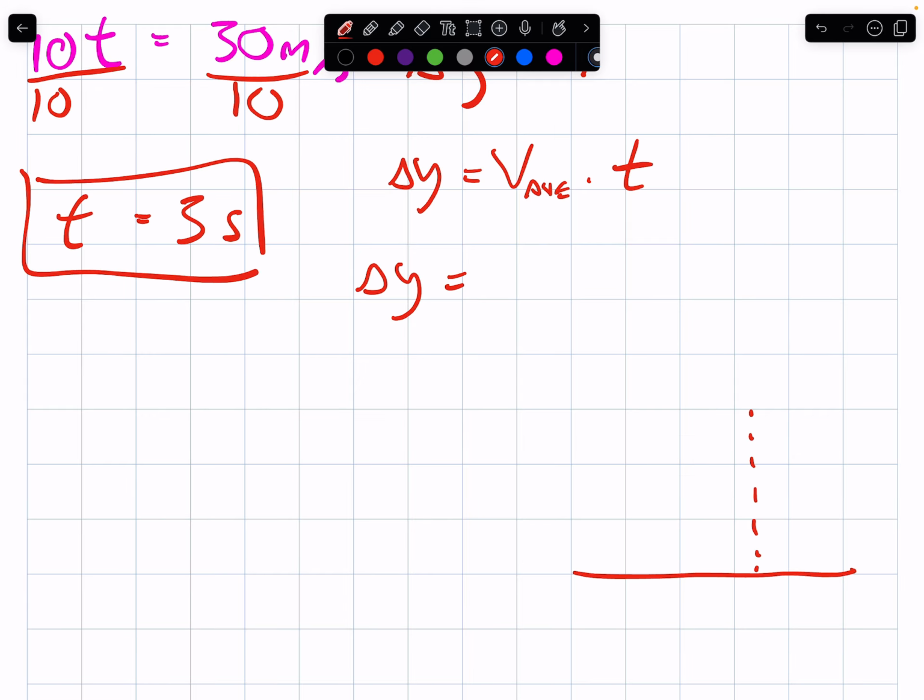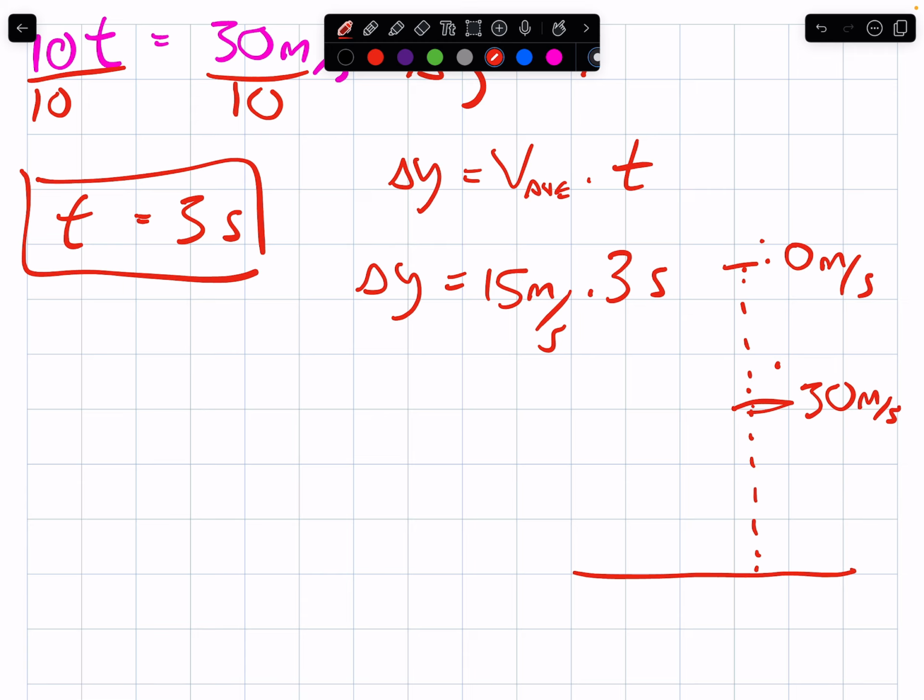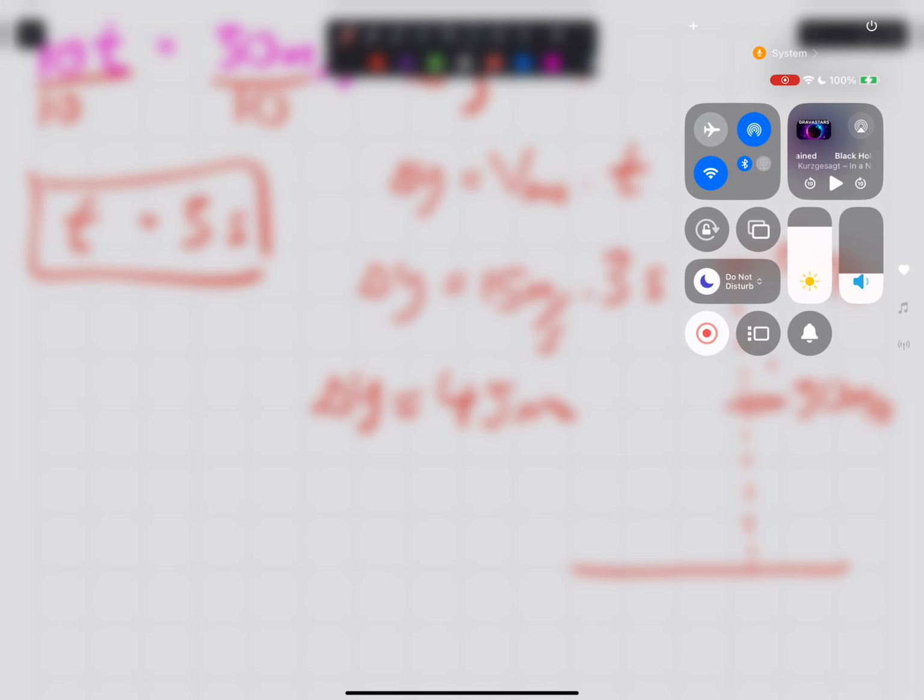So it goes up, the engine burns out, and then it stops. Here, it's moving 30 meters per second, and up here, it's moving 0 meters per second. So what's the average of 0 and 30? It's 15. So the average is 15 meters per second, and it's for 3 seconds. So now delta y, the additional distance it moves after the engine burns out, is 45 meters. So the total distance above the ground ends up being 90 meters. All right, so we will stop that problem now, and I'll upload this for y'all to look at.